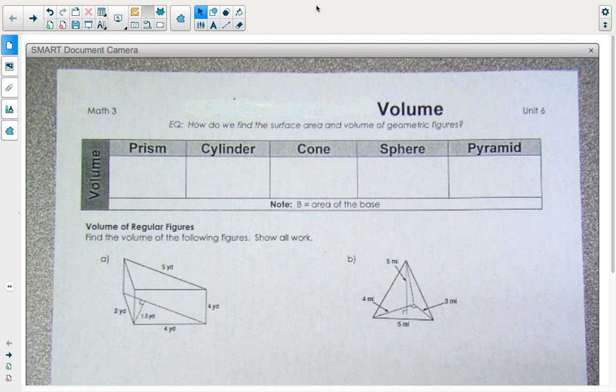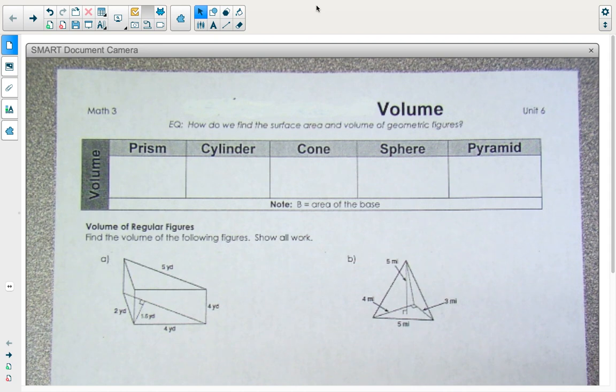Everybody. Today we're going to talk about volume of different figures. We're going to go through and take a look at prism, cylinder, cone, a sphere, and a pyramid. Even though there's different shapes that we'll be taking a look at, it's important to know that volume is base times height. Whatever the base of your figure is, you're going to multiply that by the height.